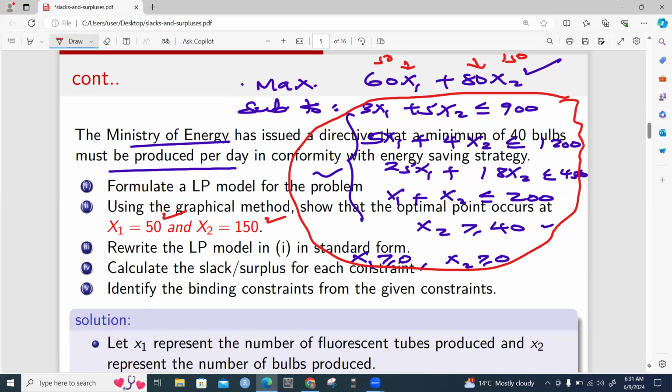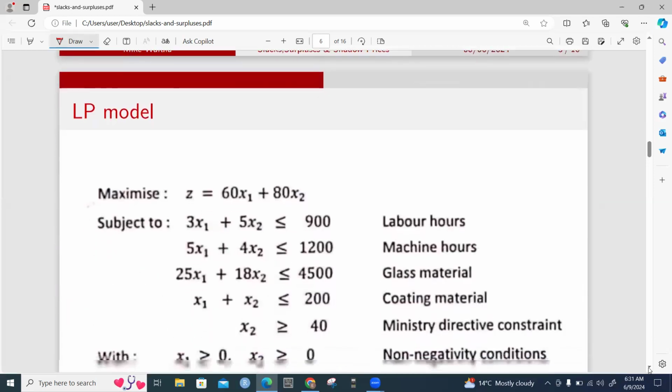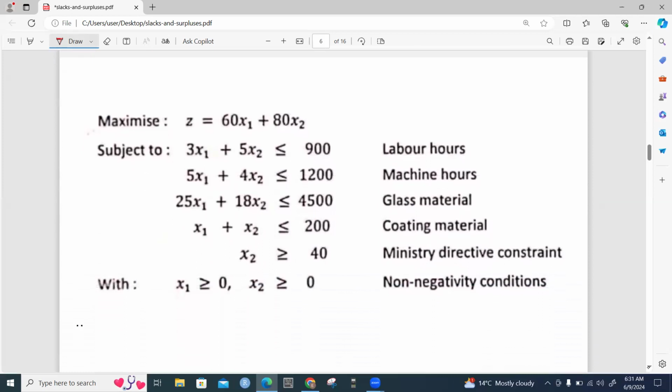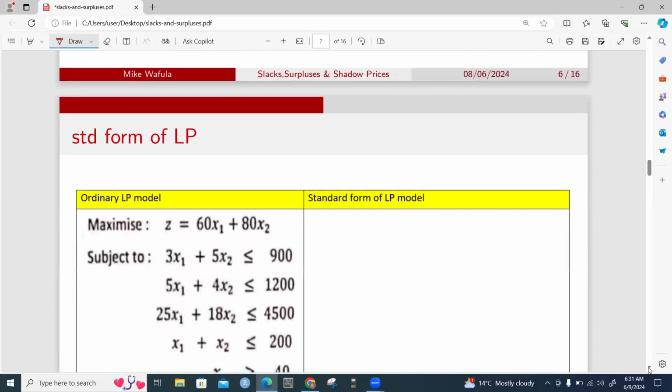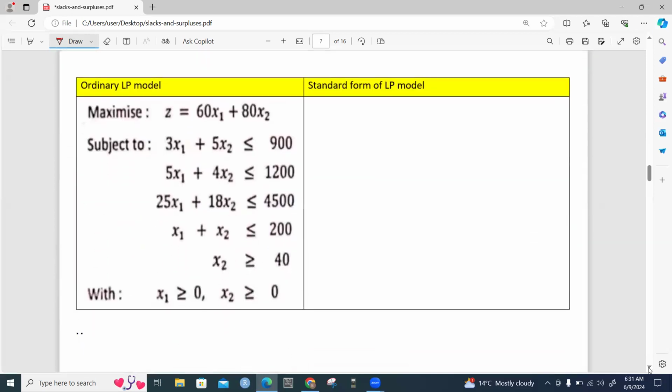The next quiz now requires us to rewrite the linear programming model that we have formulated in standard form. So rewriting this in standard form, first of all, this is the linear programming problem that we want to formulate now in standard form. So we can call this the ordinary version of a linear programming problem. In standard form, we change these inequalities of each constraint into equations.